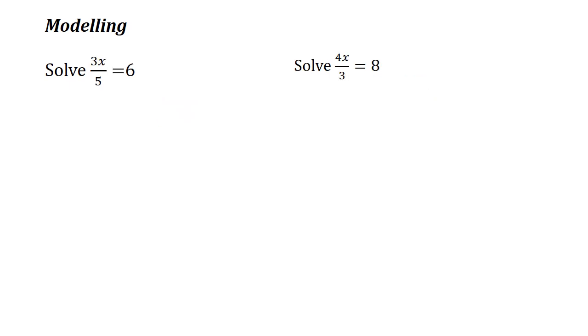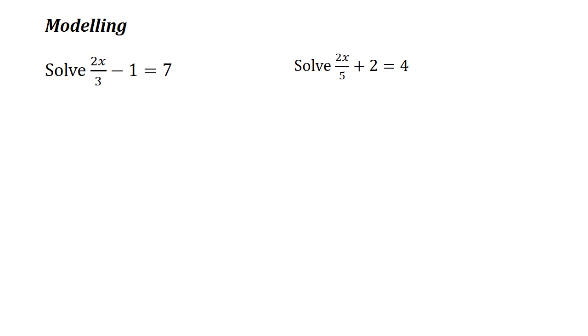Another pair. We get rid of the divide by 5 by multiplying by 5 to leave us 3x equals 30, and then we divide both sides of the equation by 3 to get x equals 10. You try this one. So we should have 4x equals 24. Divide by 4 to get x is equal to 6.